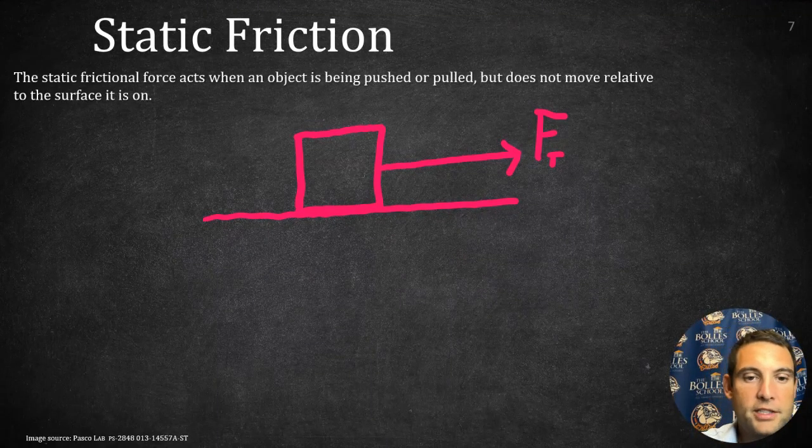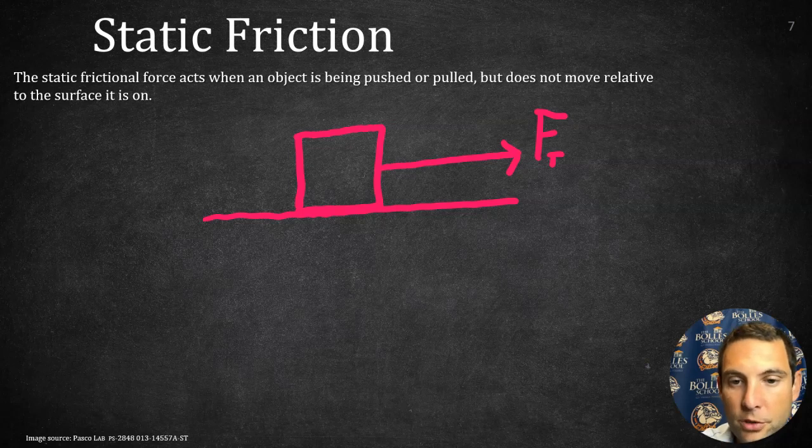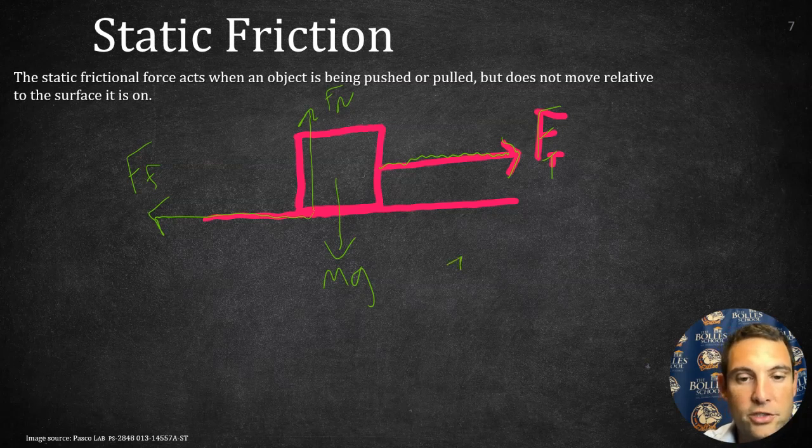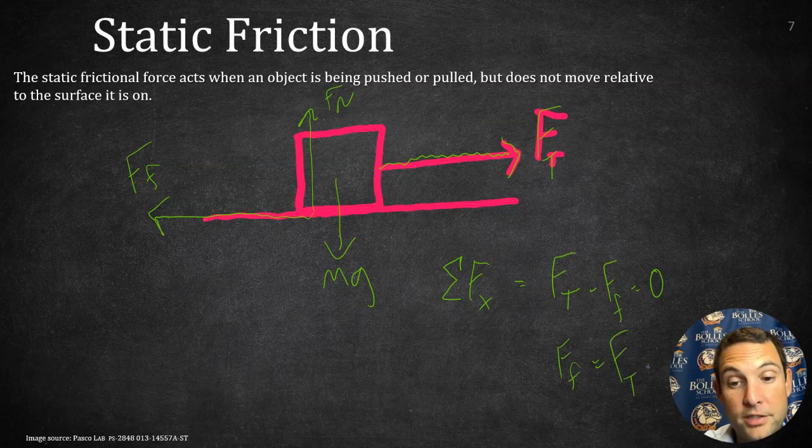Static friction. Static frictional force acts when an object is being pushed or pulled, but does not move relative to the surface it is on. So the same forces are acting, but this time my frictional force is equal to my tension force, so I'm in equilibrium in the x direction. My net force in the x direction is the stuff that makes it go minus stuff holding it back equals ma equals 0 because it's not moving. So that means my frictional force equals my tension force.